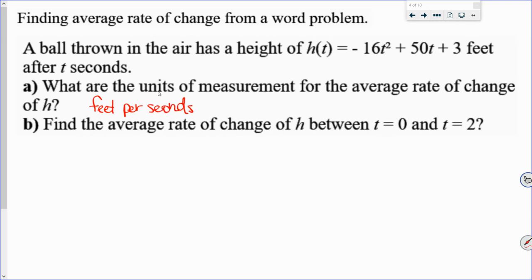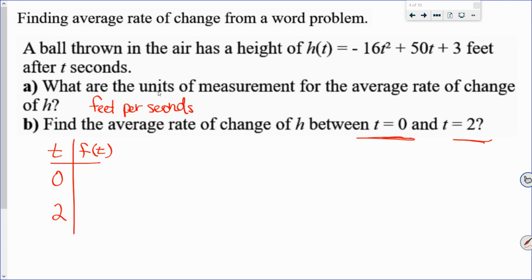Because it's measured in how high it goes in relationship to time. Typically, time is always my x. So it's feet per second. All right, so we want to find the average rate of change between 0 and 2. So here's my interval, 0 and 2. I'm going to make a t-chart using this function. I need to know what my function is at 0 and what it is at 2.